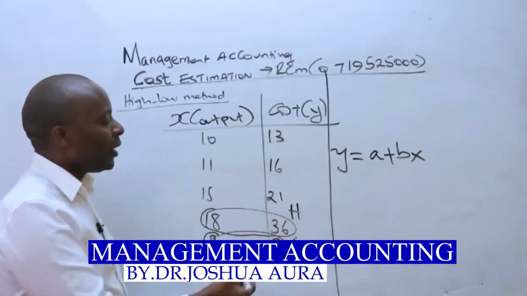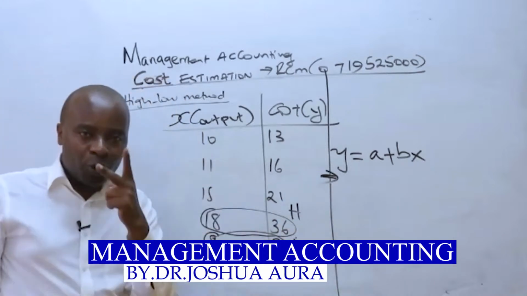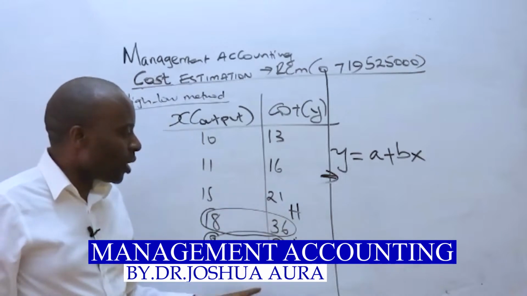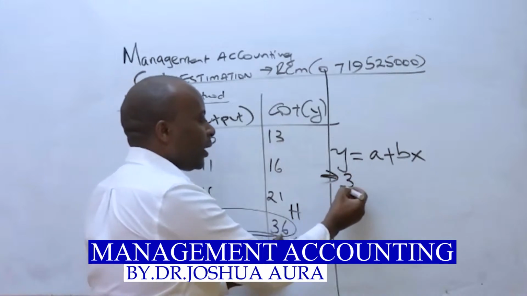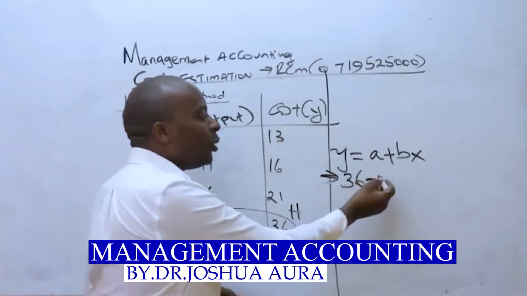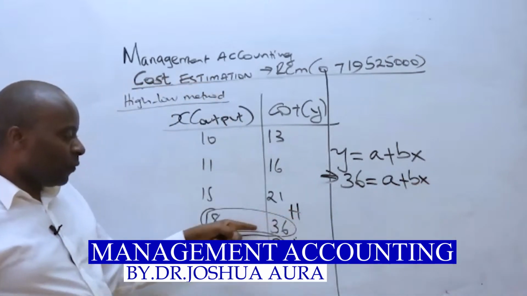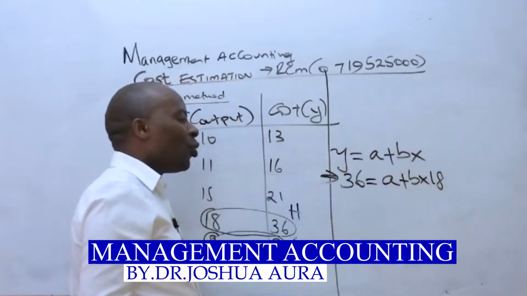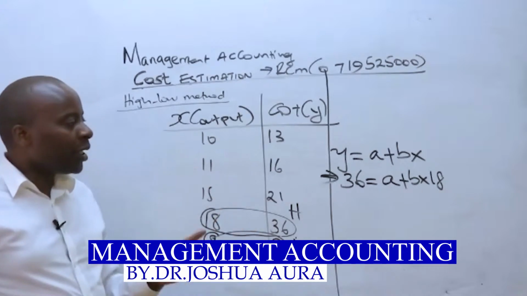So then the high, what do we have here for the high? Now listen. So I'm going to form 2 equations. For the high equation, I can see that Y is 36. 36 equals A that I don't know plus B times X. X still for the high, X which is what here? 18.